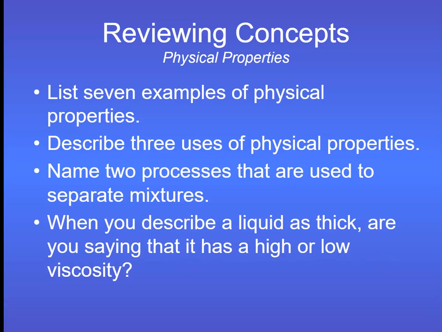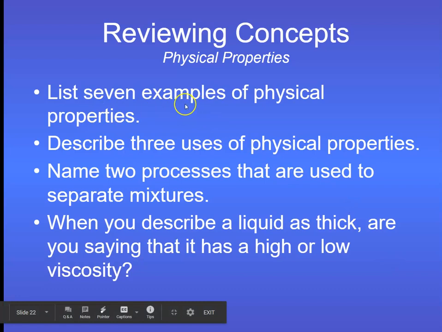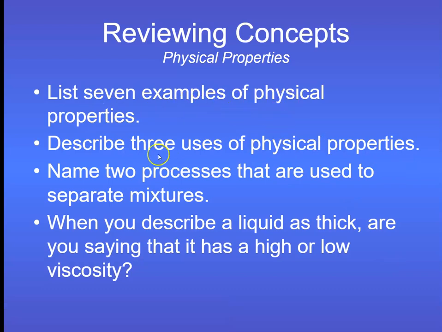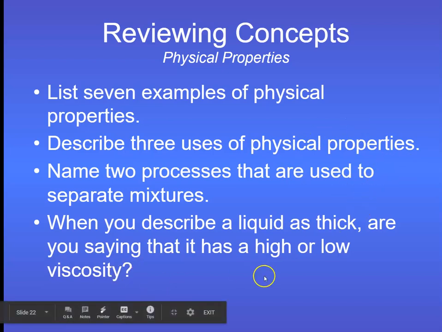One of the things that I would expect you to be able to do is list at least 7 different examples of physical and chemical properties. You should be able to describe the uses of these physical properties and how they can be used to help separate different types of mixtures. So that's what I have. Make sure that note outline is filled in. Be ready for a potential quiz on this in class in the next few days.